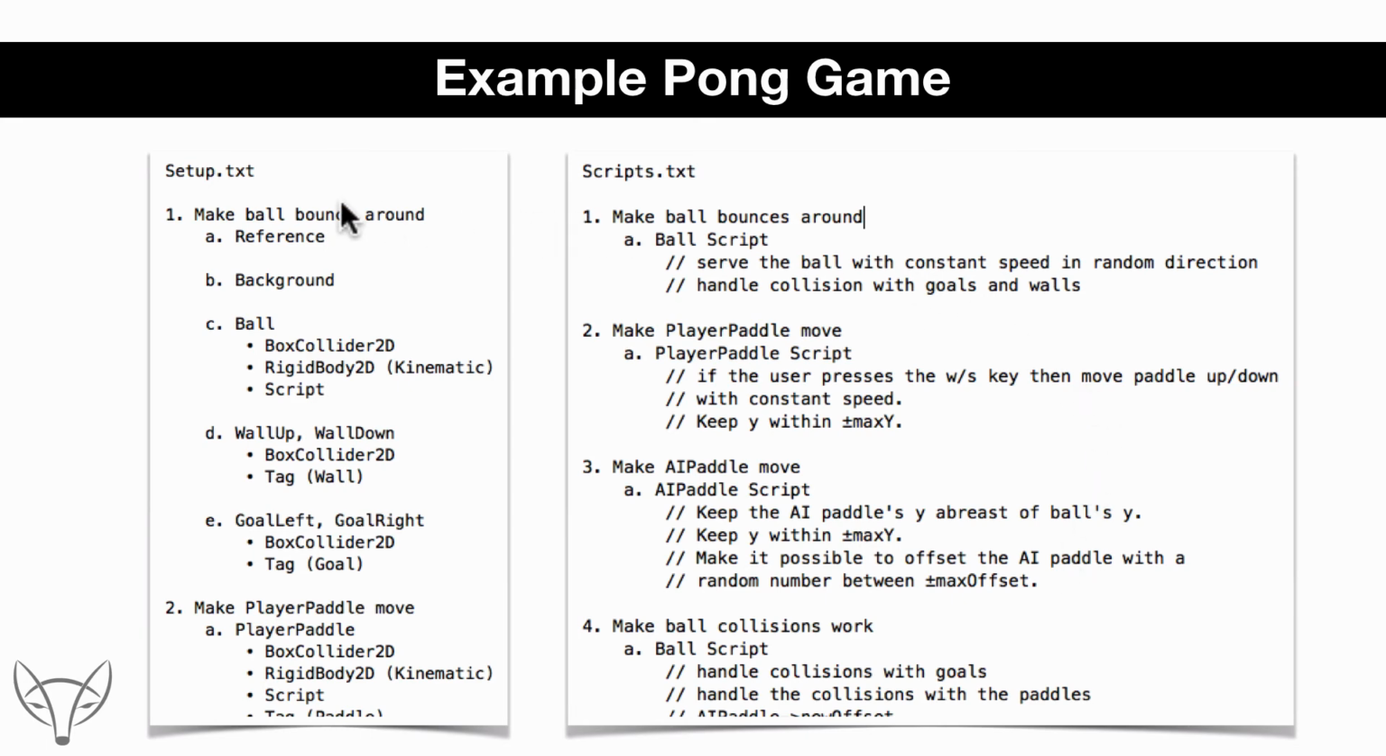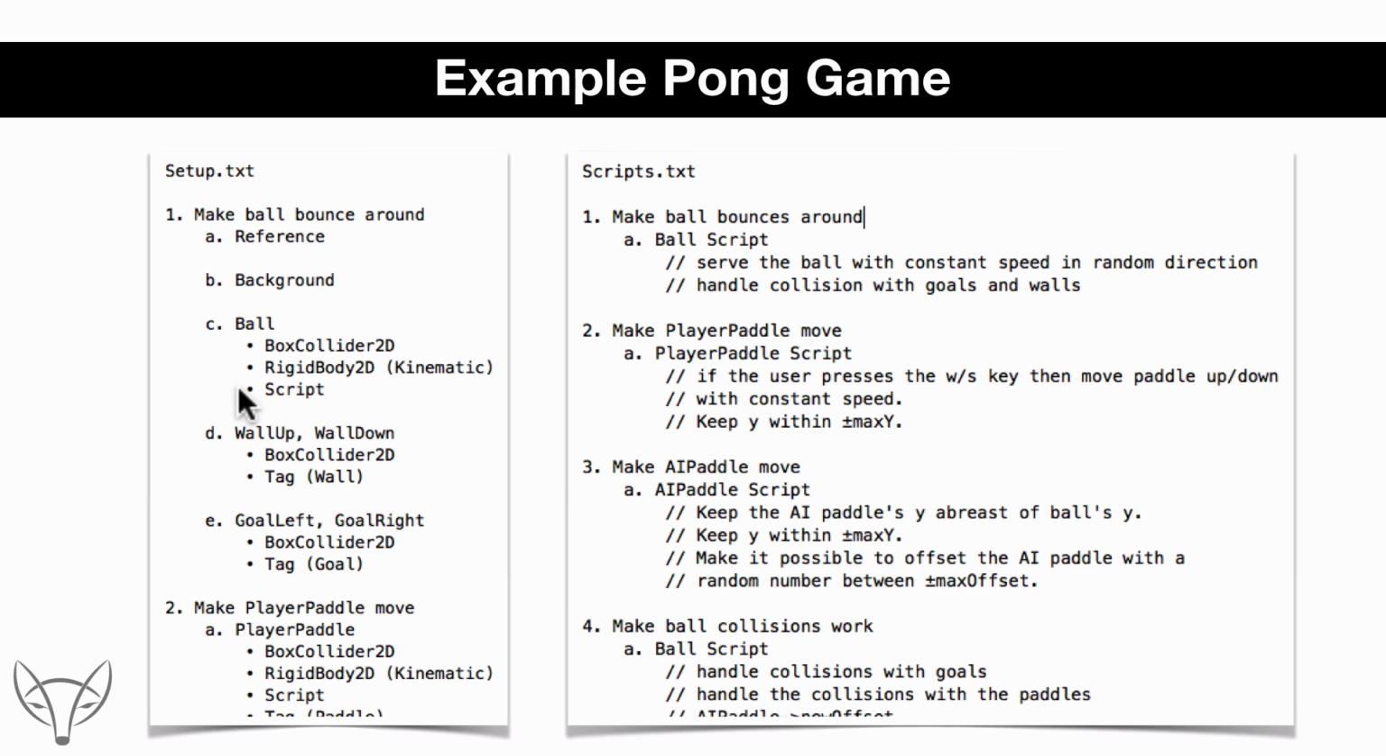In the setup.txt, you see a numbered list of the different pieces. Each piece corresponds to a test case. The first piece is to get the ball to bounce around. The next piece is to make the player paddle move around, and so on. Under each piece we have a list of the needed game objects. For instance, for the first piece we have a reference, a background, a ball, and so on. And under each game object we see the needed components. The ball, for instance, needs a Box Collider 2D, a Rigidbody 2D, a script, and so on.